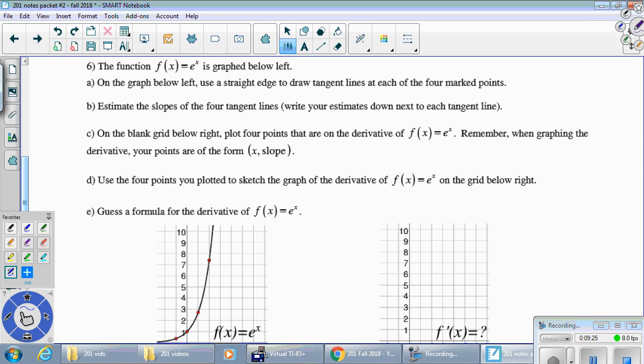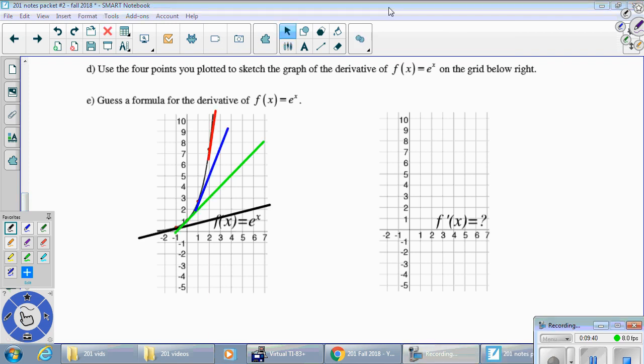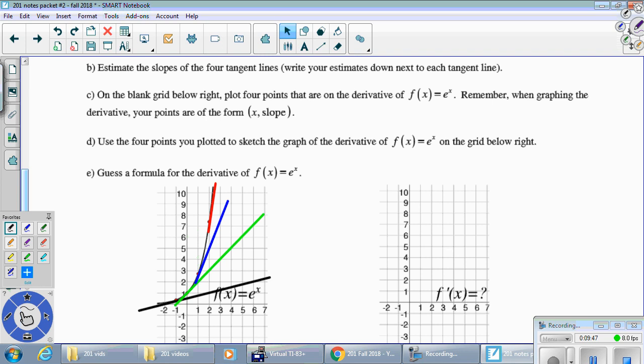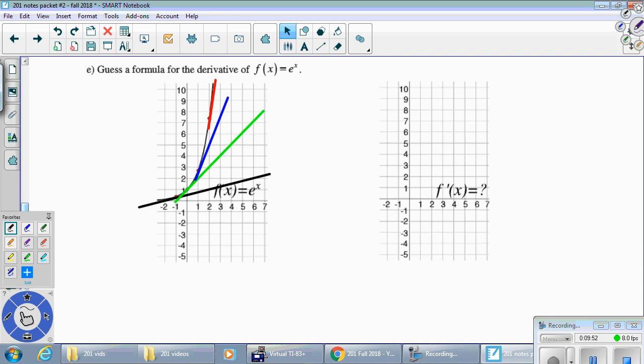Okay, here, the function e to the x is graphed below left. We're going to draw tangent lines at the 4 dots. So you should use a straight edge. I guess I'll use a straight edge too. Okay, so I drew my 4 tangent lines, and now in part B, I think we're going to estimate slopes. So we're literally just counting boxes. So for the black tangent line, looking for points that are nice. For example, that one looks like it's on the background grid, and maybe this one over here.